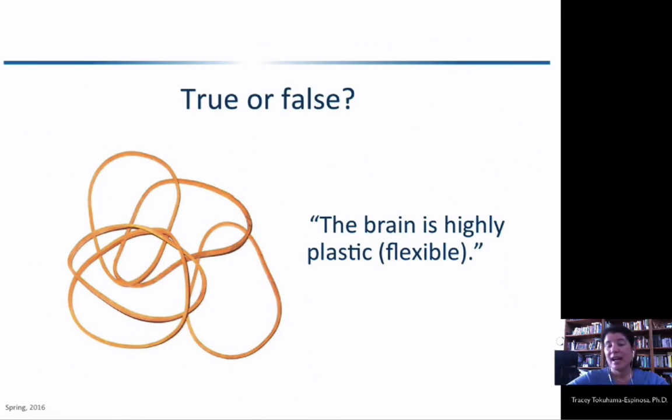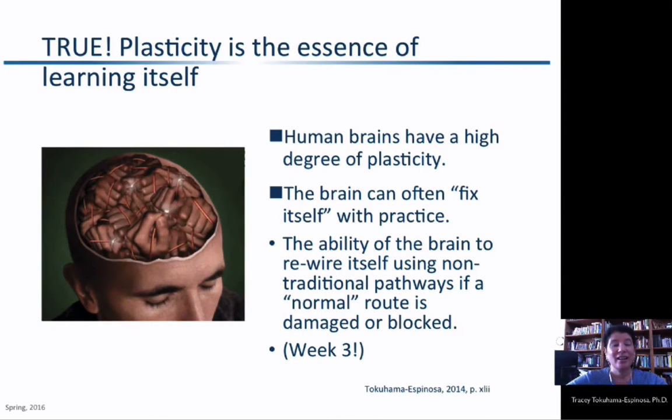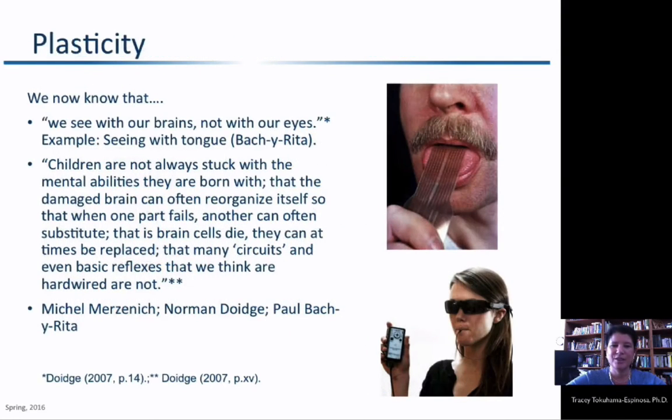True or false? The brain is highly plastic. It's highly flexible. Absolutely. And until you die, your brain is plastic. This is something we're going to talk about a lot more in week 3. We're going to dedicate week 3 to neuroplasticity because this is actually one of the most fascinating areas of research that exists. And we're going to highlight a couple of the case studies that come out of that, especially the work of Norman Doidge and Paul Bach-y-Rita, some of these real pioneers in this field who have actually shown how you can rewire your brain when parts of it might not work for some reason.